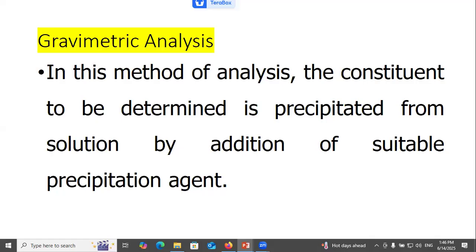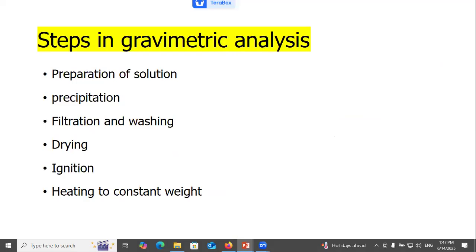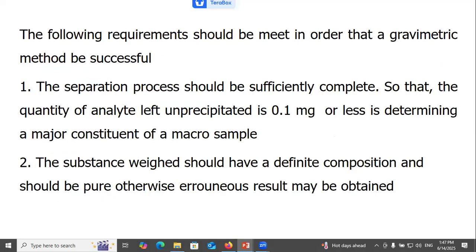Gravimetric analysis: in this method of analysis, the constituent to be determined is precipitated from solution by addition of a suitable precipitation reagent. Steps in gravimetric analysis: preparation of solution, precipitation, filtration, washing, drying, ignition, heating to a constant weight.